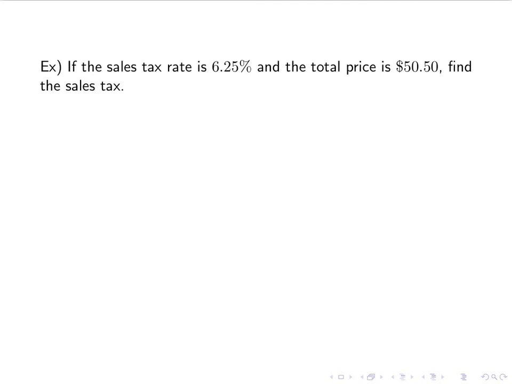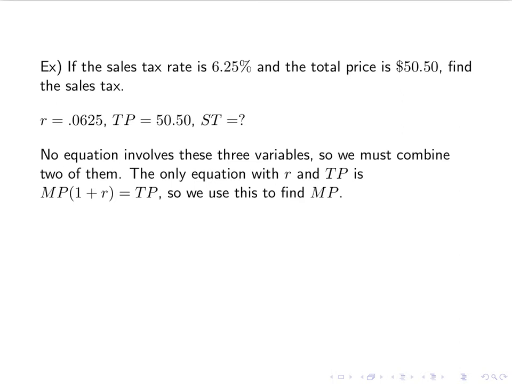So let's try another one. If the sales tax rate is 6.25% and the total price is $50.50, find the sales tax. So R is 0.0625, TP is 50.50, and we're looking for ST, the sales tax. So there's no equation that involves these three items. None of our three equations have R, TP, and ST.